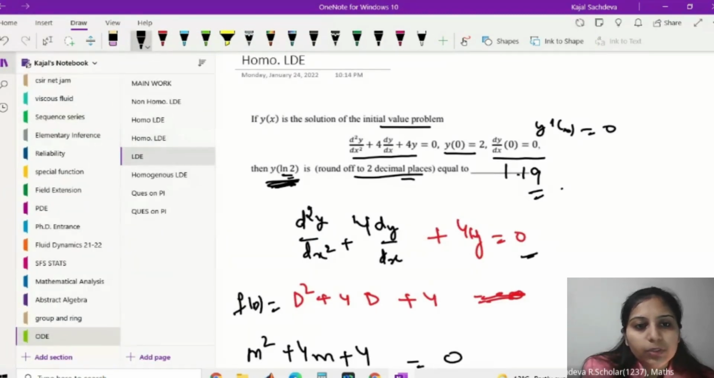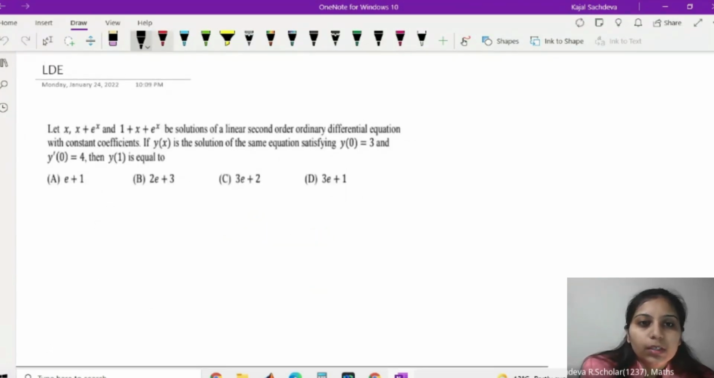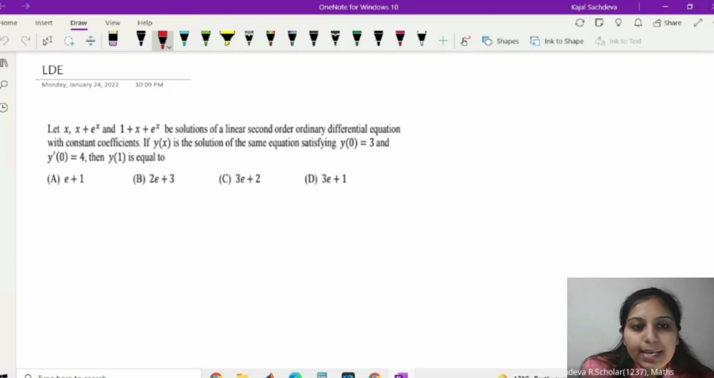Now moving to our next question. Our next question is a very good question, I would say. This is a different and good question. Let x plus e to the x, and 1 plus x plus e to the x, be solutions of a linear second order ordinary differential equation with constant coefficients. What they have said is that these three are solutions of a second order ordinary differential equation.